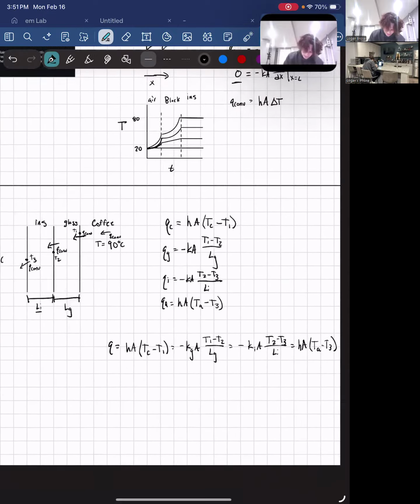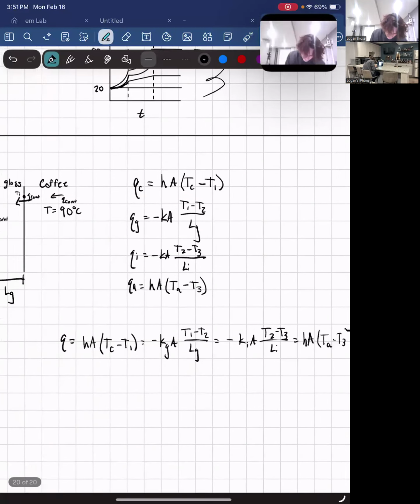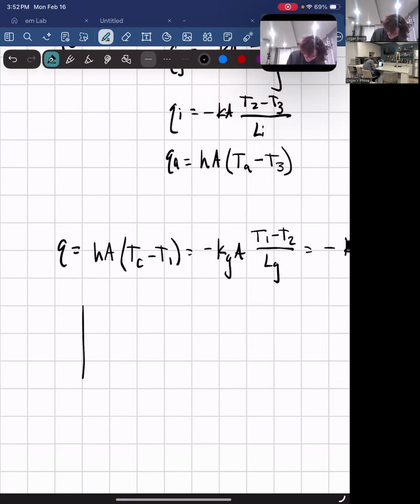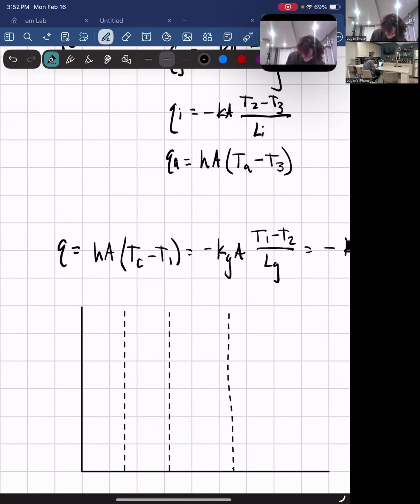And so when we look at sketching this out, like we did up here, instead of just having 3 sections, now we have 4. We have our coffee, glass, insulation, and then air.